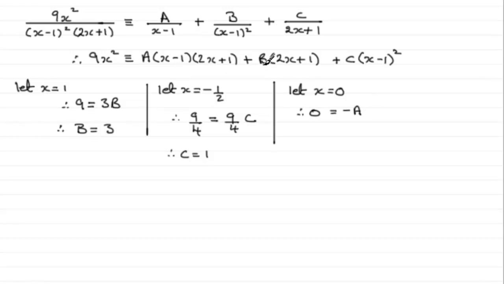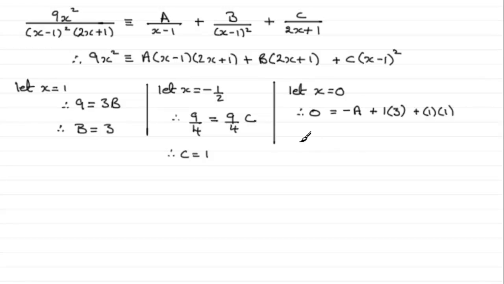Come on to this next term here. 2 times 0 is 0, plus 1, so that's just 1. So you've got 1b, but we've already found out that b was 3, so you've got simply 1 times b, 1 times 3. And then for this last term, x is 0, so you've got minus 1. Minus 1 all squared is 1. 1 times c is going to be 1. I'll just purposely put 1 times 1 in there at the moment.